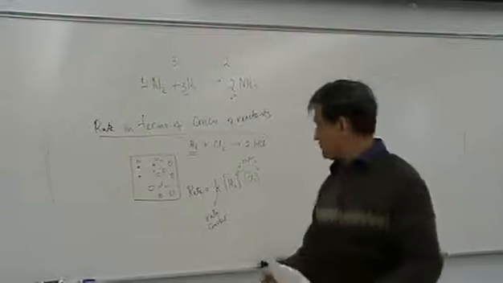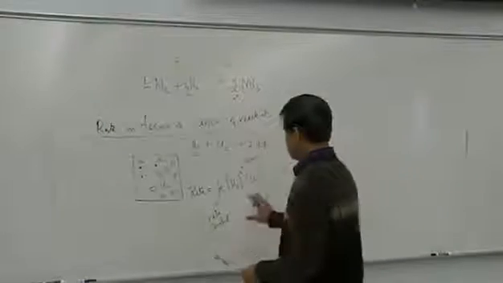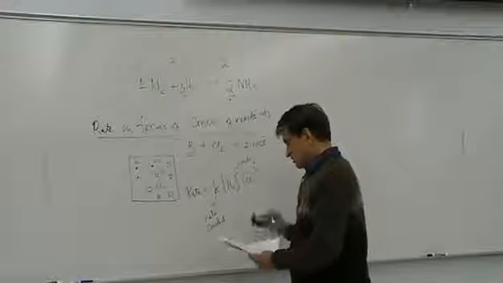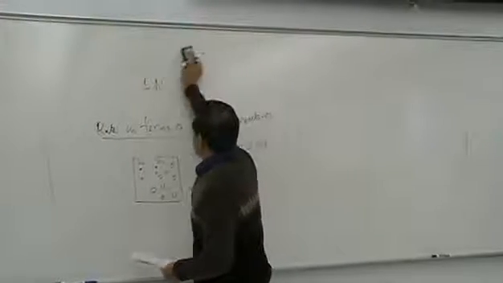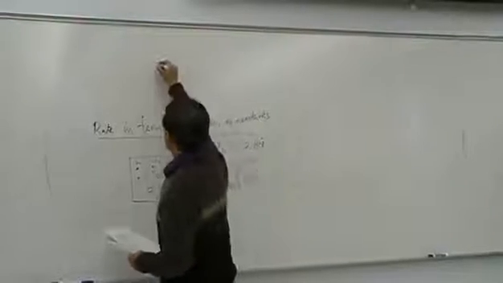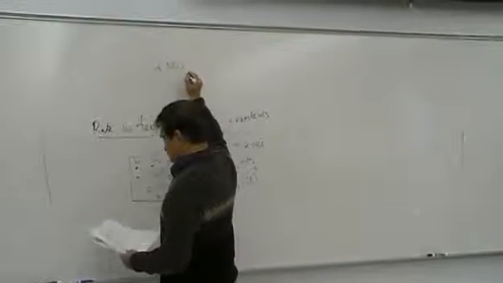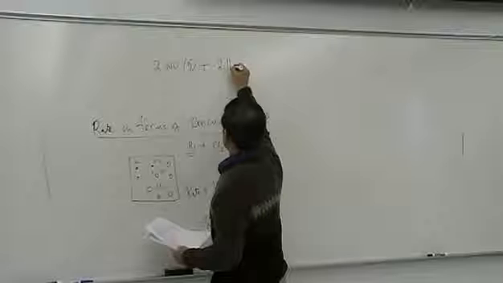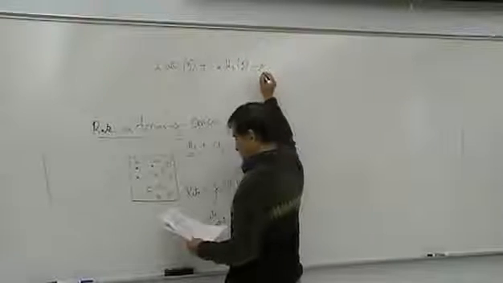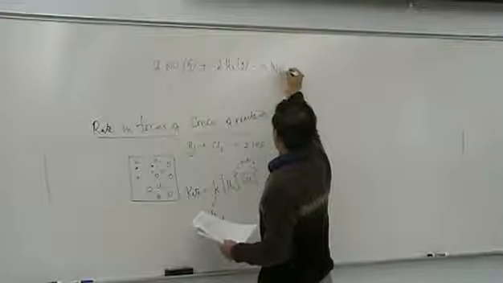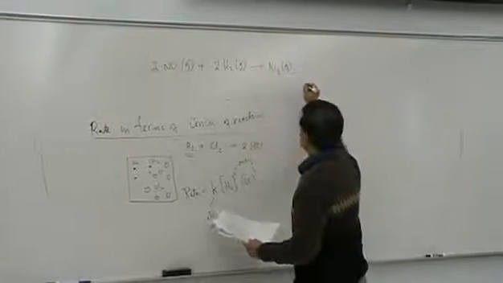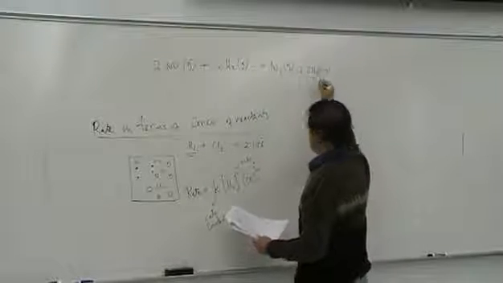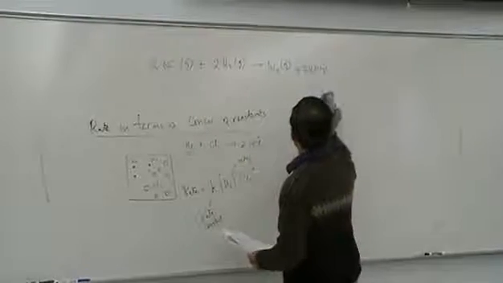Now let's do one sample problem that uses these rate expressions, and I'm going to use this reaction. Let's change the reaction now. 2NO plus 2H2 gives N2 gas plus 2H2O gas.